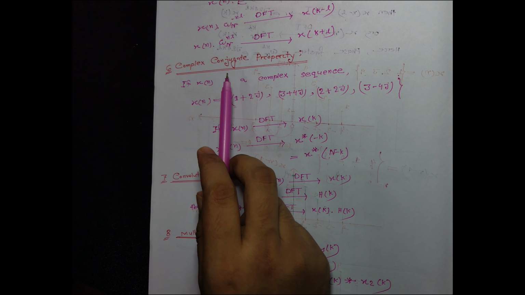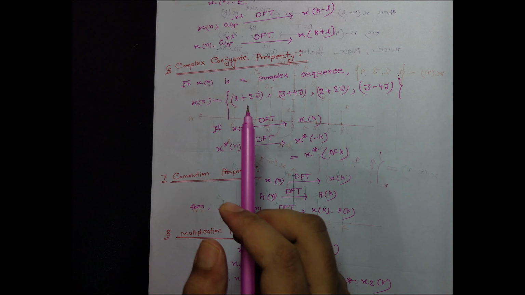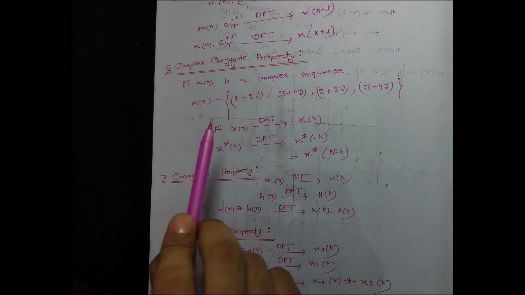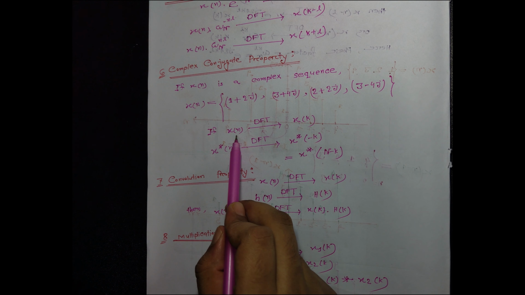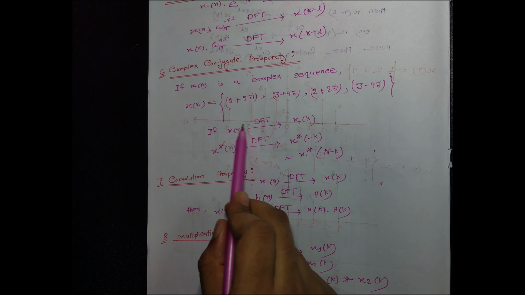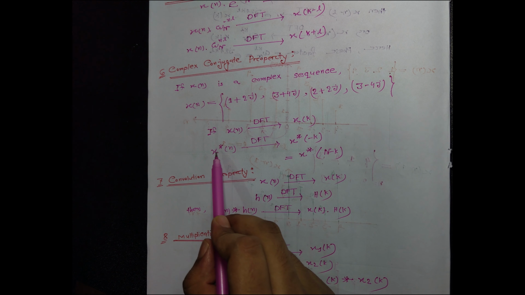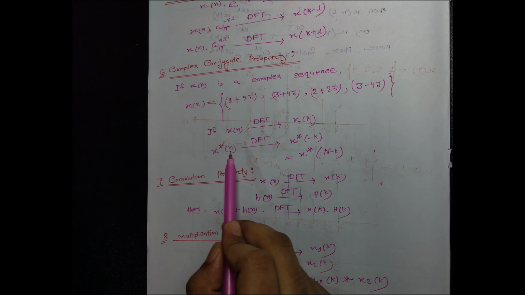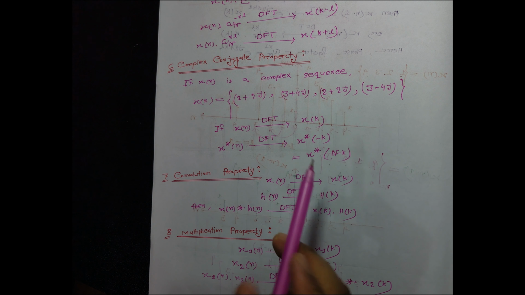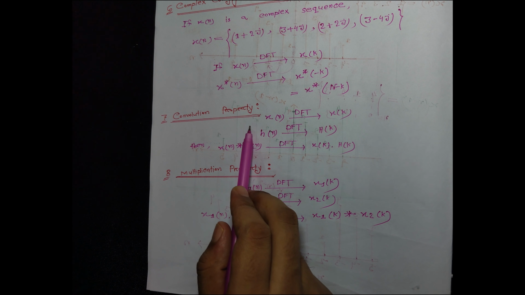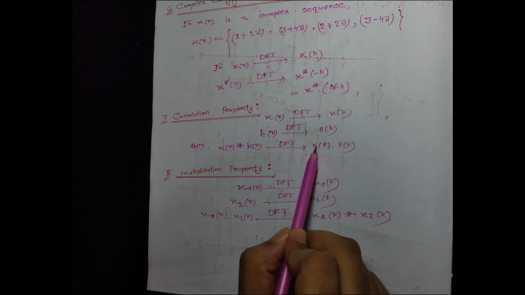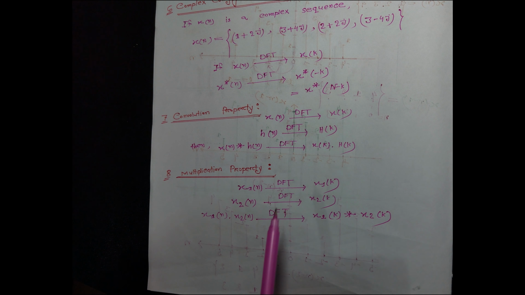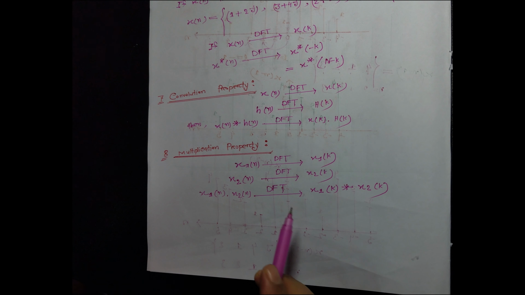For the complex conjugate property, we get this type of discrete Fourier transform. If the discrete Fourier transform of x of n is X of k, then for the conjugate of x of n, the discrete Fourier transform is the conjugate of X of minus k. In the convolution property, we get this type of Fourier transform. And this is the multiplication property.